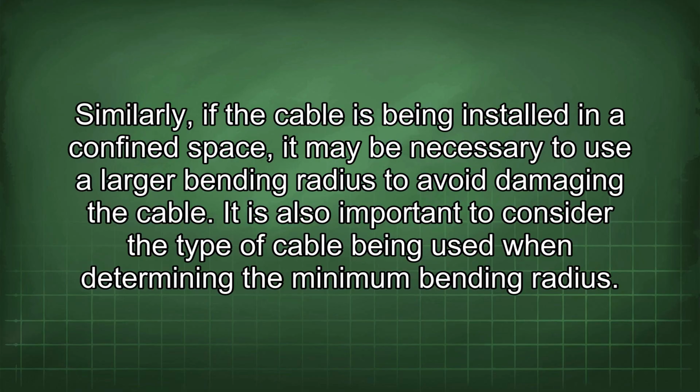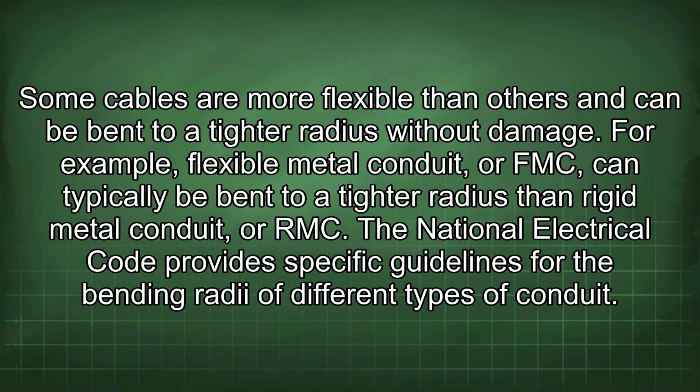It is also important to consider the type of cable being used when determining the minimum bending radius. Some cables are more flexible than others and can be bent to a tighter radius without damage. For example, flexible metal conduit, or FMC, can typically be bent to a tighter radius than rigid metal conduit, or RMC. The National Electrical Code provides specific guidelines for the bending radii of different types of conduit.